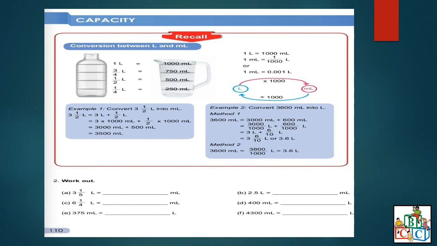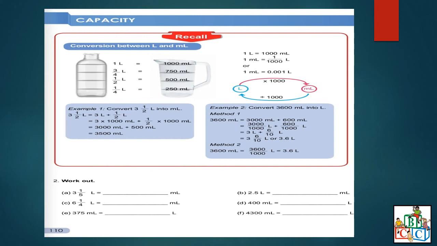So 3 liters plus half liters. 3 liters to milliliters go to 3 times 1000. We have 3000 milliliters. Half liters, half times 1000 milliliters go to 500 milliliters. You're going to add these two. 3000 plus 500 go to 3500 milliliters. Okay, it's very clear for you.